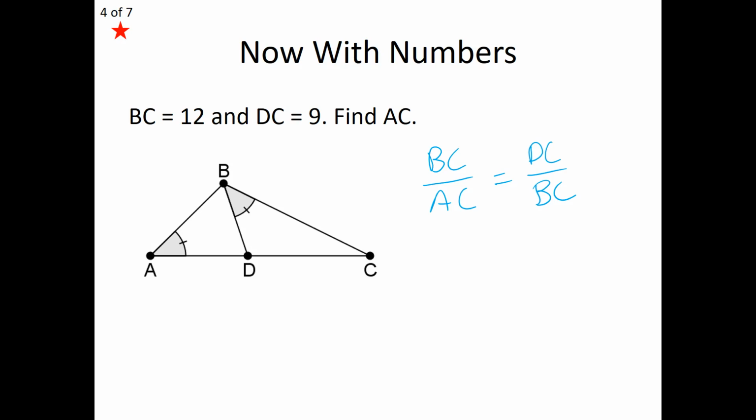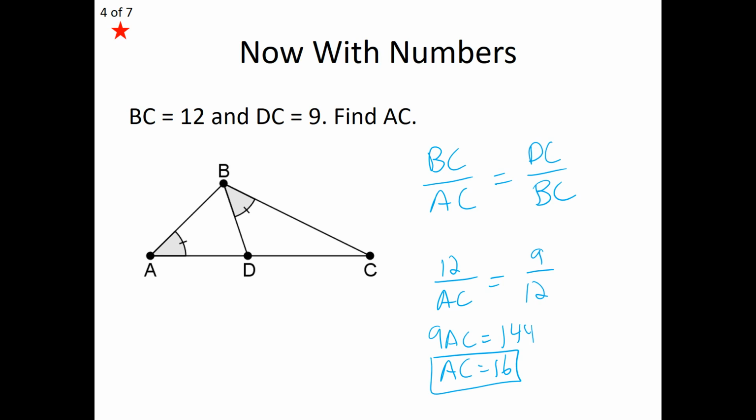Now notice they only gave us two values, but in a proportion there's four. Well, that's because BC is used twice. We only need two values to find the missing third. So let's plug in what we know. BC is 12. AC is what we're looking for. DC is 9 and BC is 12 again. Now we notice that this is one equation, one variable, and we can solve for AC. So we're going to cross multiply. We get 9AC is equal to 12 times 12, which is 144. Divide both sides by 9, and 144 divided by 9 is 16. And there we have it. We found our missing side length.